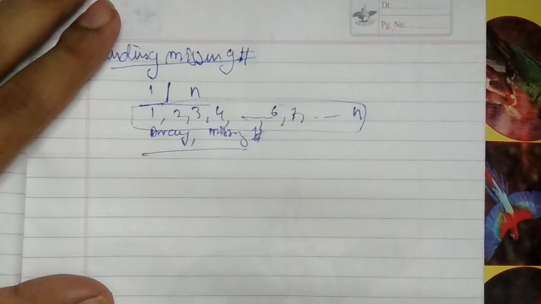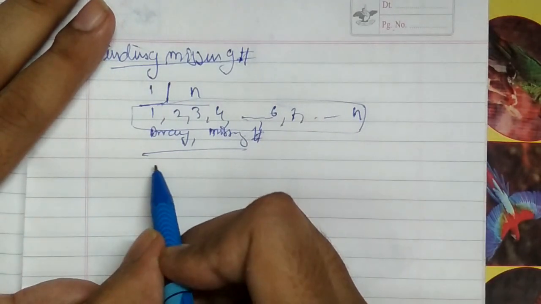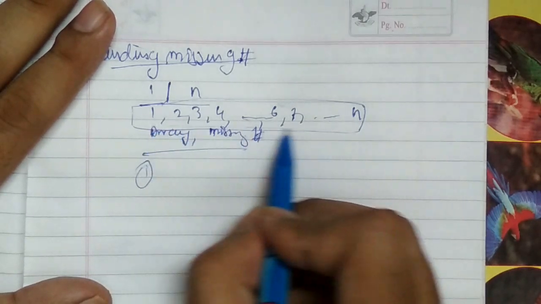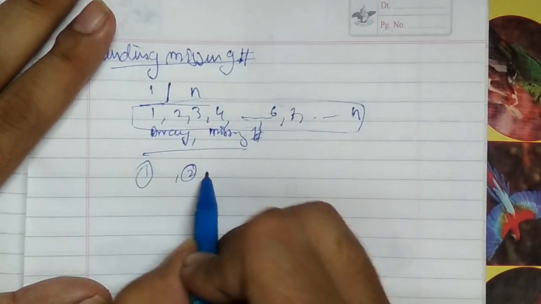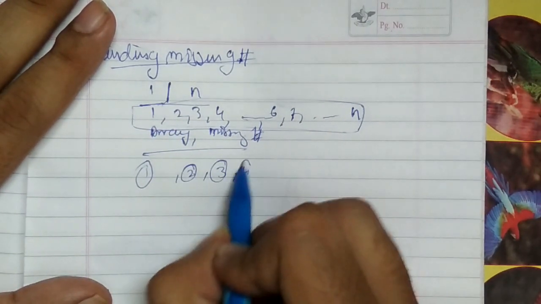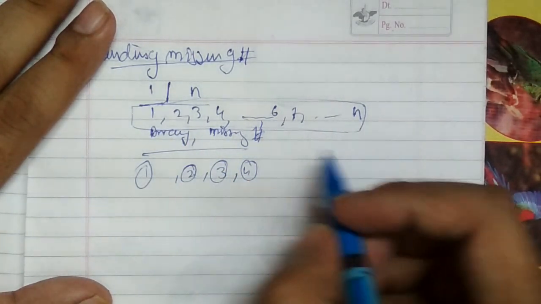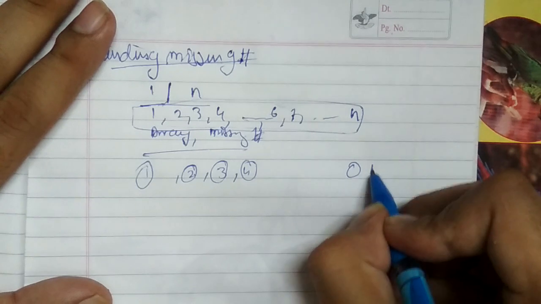So what will be the first solution? We know that the numbers are from 1 to n. So we first check whether 1 is present in this or not. Then we check for 2, then we check for 3, then we check for 4. And the number which is not present, we will get to know and we will output it. And the complexity of this will be O of n square.